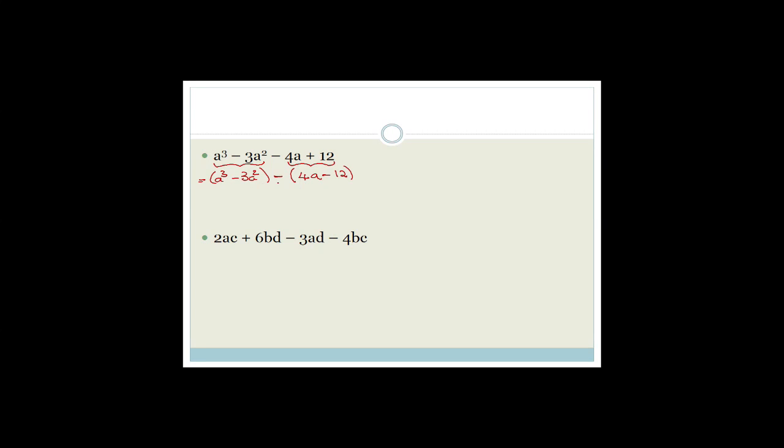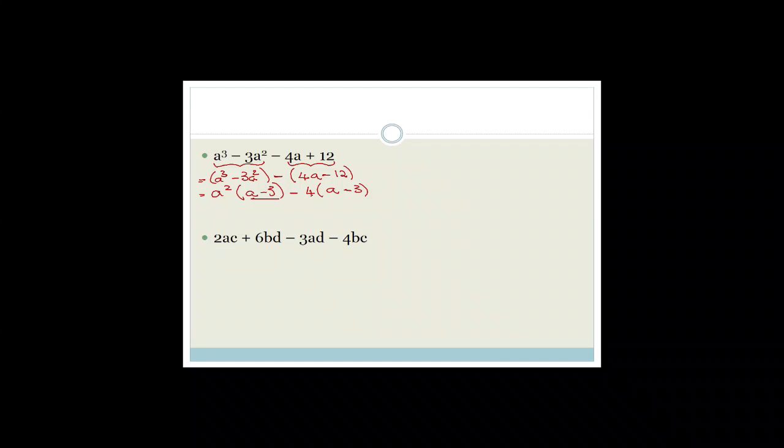Right, now, let's see if I can take out any common factors in this first bracket. Do you agree I could take out an a squared here? Yes, a cubed and a squared. So if I take out a squared, what am I left with? I'm left with a minus 3. And in the second bracket, the common factor would be 4. So 4a divided by 4 is just a, minus 12 divided by 4 is 3.